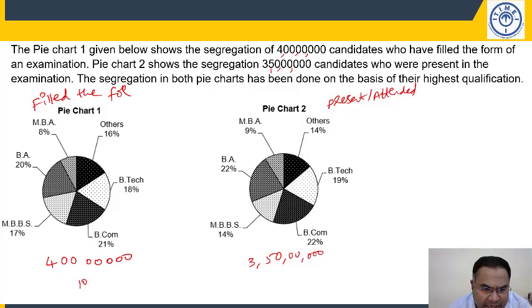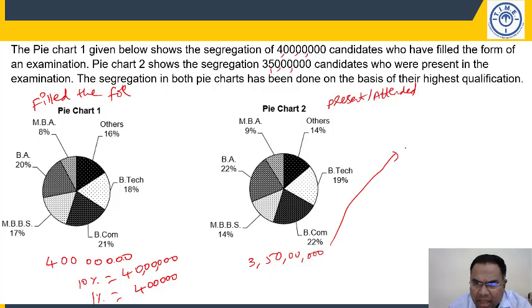Now, how much is 10%? All right, 40 lakhs. How much is 1%? 4 lakhs. For 10%, put a point after 1 digit. For 1%, put a point after 2 digits. So similarly, if I take here, how much is 10%?